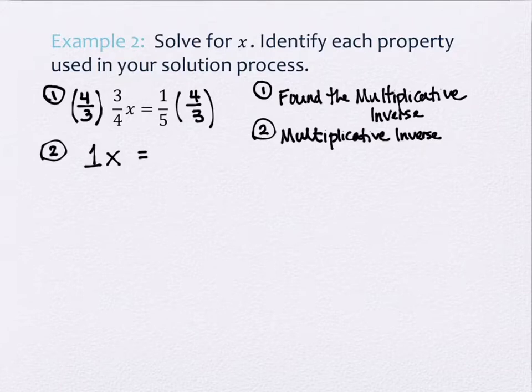Now, on the right-hand side, what do I get? 4/15. So this is sort of like step 3, if you will, because the other side of the equation. And it has its own property, right? Or it's the definition of multiplication is what it actually is.